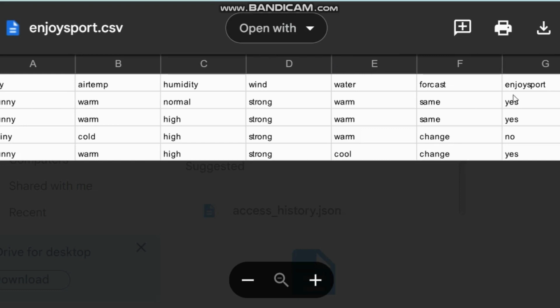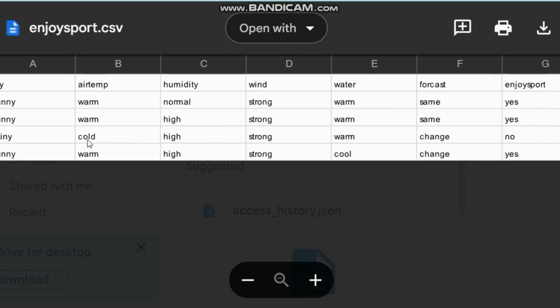This is a different example from what I have shown earlier, but it's similar. As you can see, our first is a positive example. The sky is sunny, the air temperature is warm, the humidity is normal, the wind is strong, the water is warm, and the forecast is same. So he is enjoying his sport, so it is a positive example. The second one is also a positive example. The sky is sunny, the air temperature is warm, the humidity is high, the wind is strong, the water is warm, the forecast is same, and he's also enjoying his sport. So yes, this is a positive example.